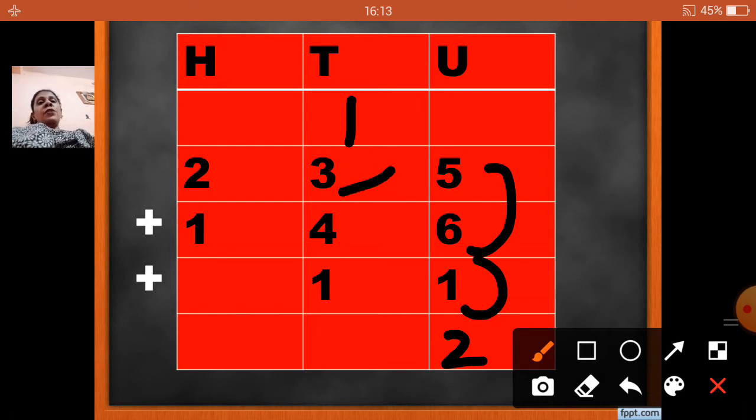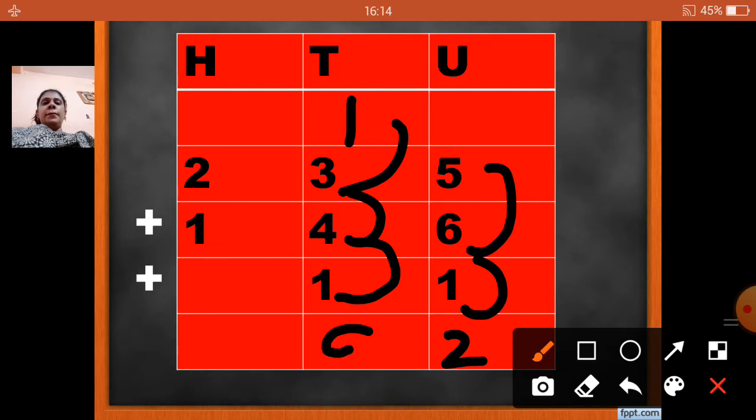Okay. Now to this 3 I will add this 1. So 3 plus 1 will be 4. To that 4 I will add this 4. So 4 plus 4 will be 8. To that 8 I will add this 1. So it will be 9. Correct. Now I am not having a double digit number, so that I can carry over. I got the answer in a single number. So I am not going to carry over. I am just going to add the hundreds place number. Okay. So 2 plus 1 will be 3.